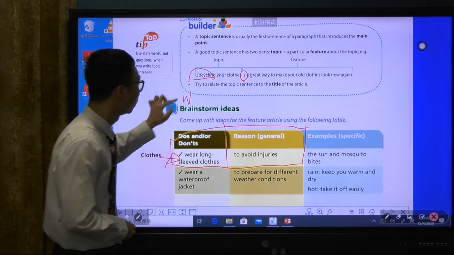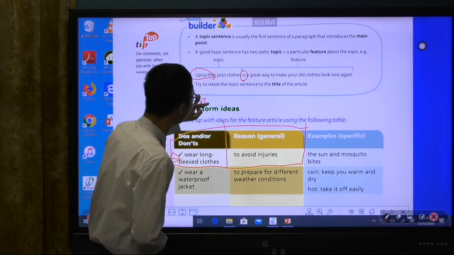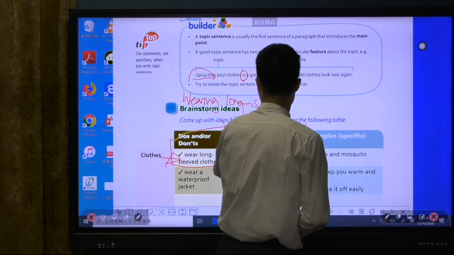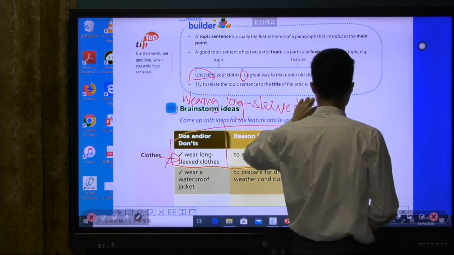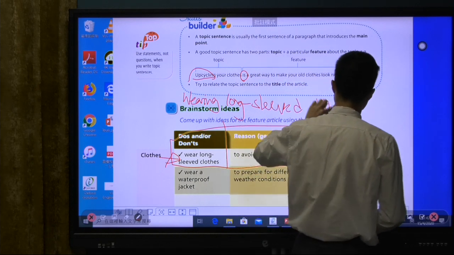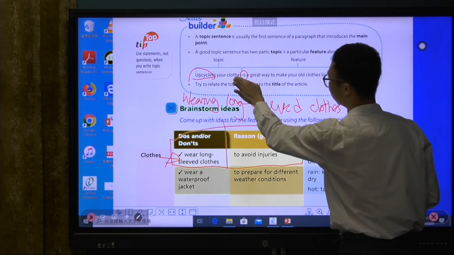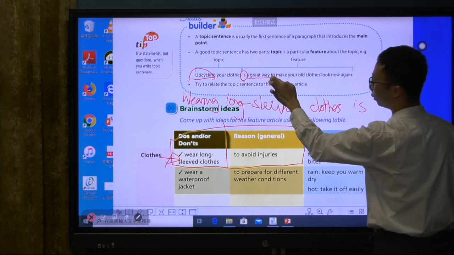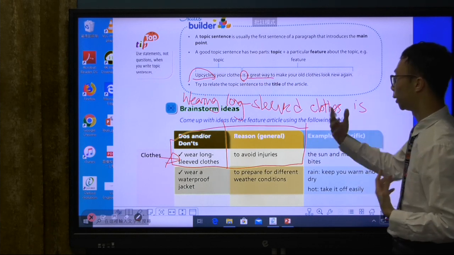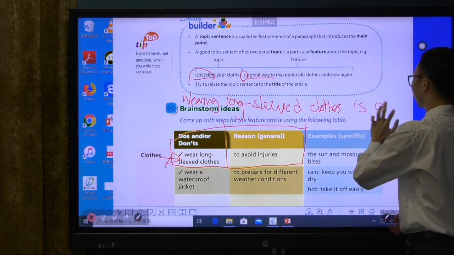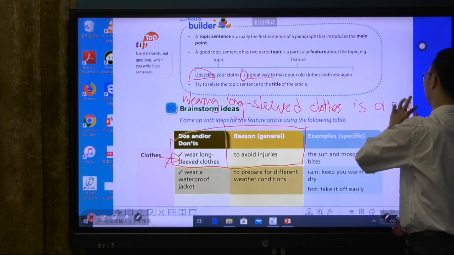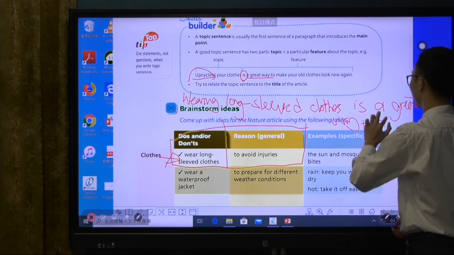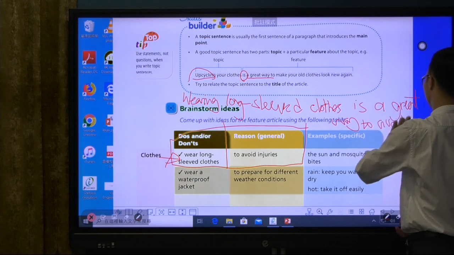When, right? And then you can put wearing long sleeve clothes. And then the verb here is, and here you see the great way, right? A whole good form. You can use this similar form: it's a great way to avoid injuries.